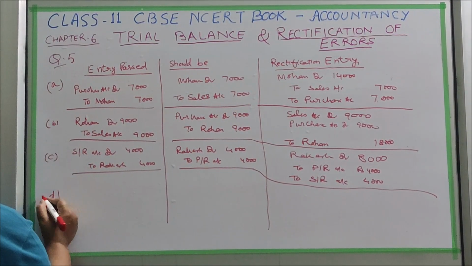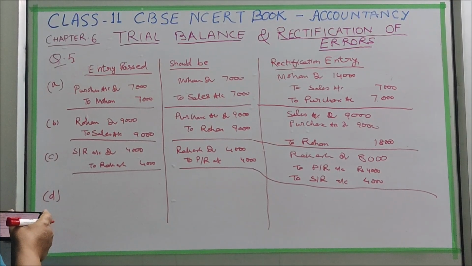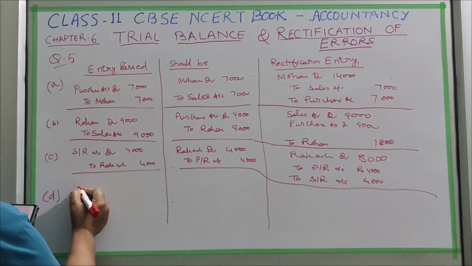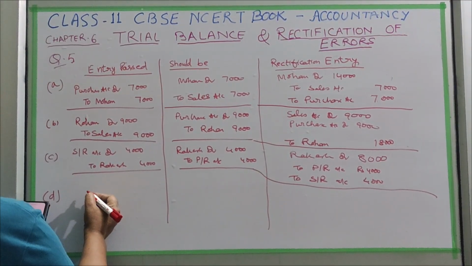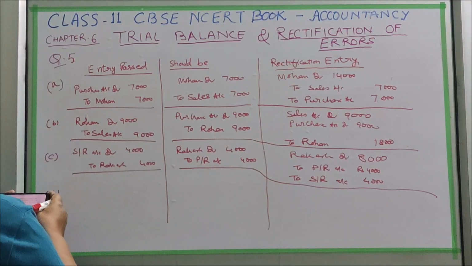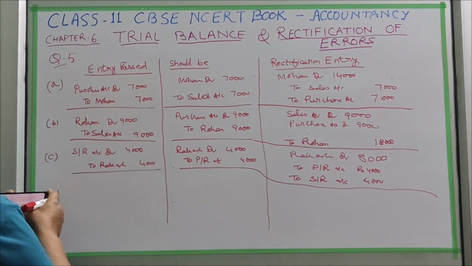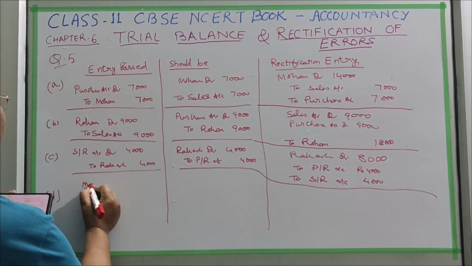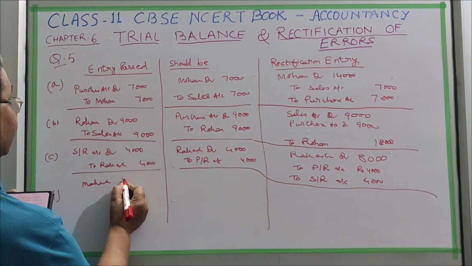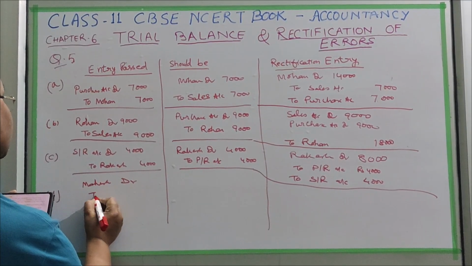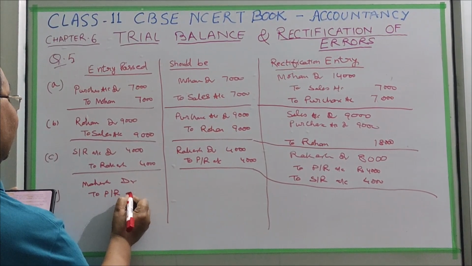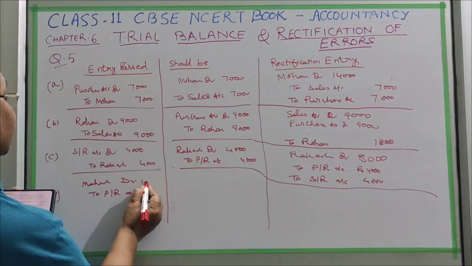Now D part. Goods returned to Mahesh 1,000 were recorded in purchase return. You have made the entry in the purchase return book: Mahesh debit to purchase return account, and you have made 1,000.